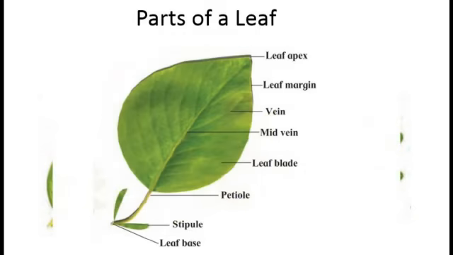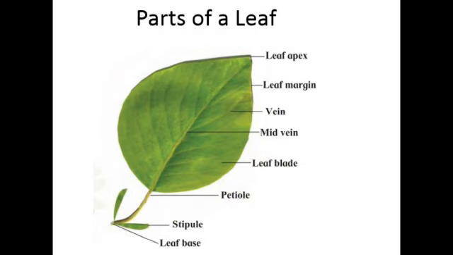The tip of the leaf is called the leaf apex. It may be tapering, pointed or rounded. Leaves of some plants have a stalk called a petiole. Leaves of some plants do not have a petiole. The portion of the leaf attached to the stem is called the leaf base. Small leaf-like structures may be present near the leaf base. These are called stipules. Do you see stipules in all plants?